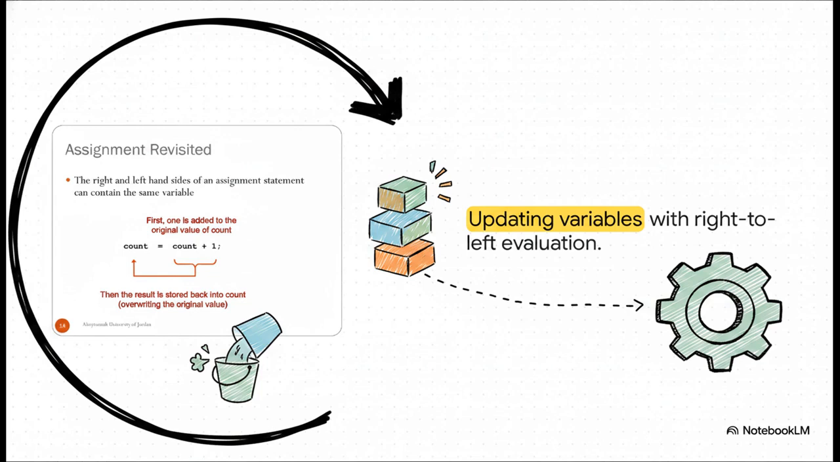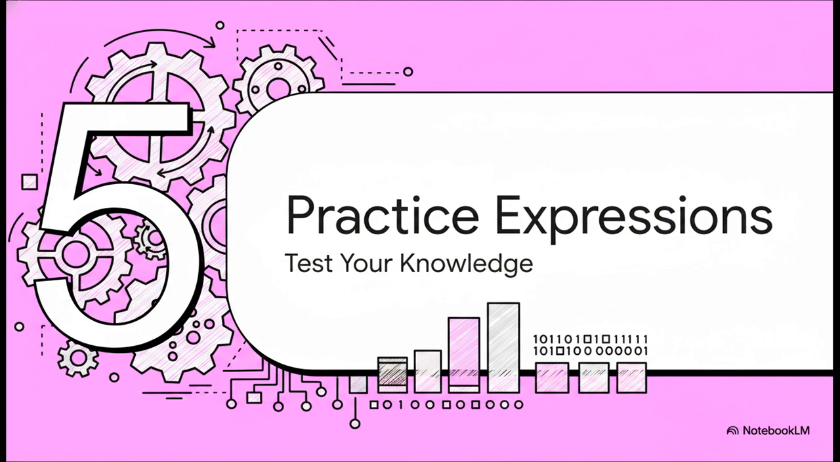And this right-to-left behavior allows for something that looks like absolute nonsense in standard algebra. Just look at this statement, count equals count plus 1. If you showed that to a high school math teacher, they'd say it's an impossible paradox. But for the machine, it's just a basic instruction. Because it strictly evaluates right to left, it grabs the current value of the count variable, adds 1 to it, and then it takes that new result and assigns it back to the left side, safely overwriting its own original value.